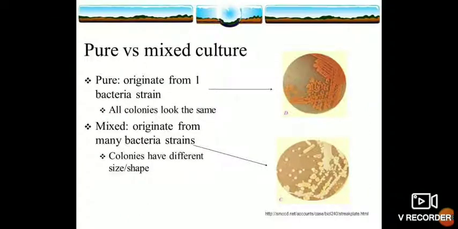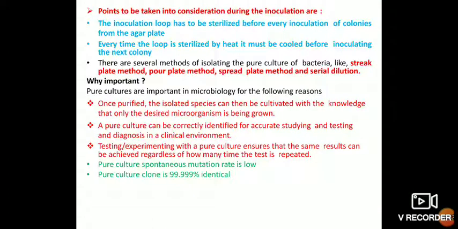So what is the difference between pure and mixed culture? Here you can see the first plate, which is mentioned as pure, originating from one bacterial strain. All the colonies look the same, maybe orange in color. It is a pure one. But in the second plate you can see that the shape and size of the colonies are different, which may lead to different colonies or a mixture of colonies. That is a mixed culture, or we can commonly say it may be contaminated with other organisms. So that is the difference between pure and mixed culture.